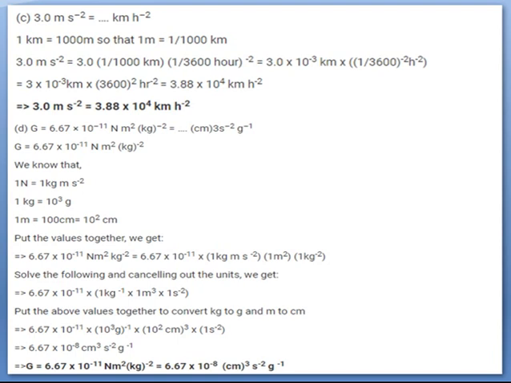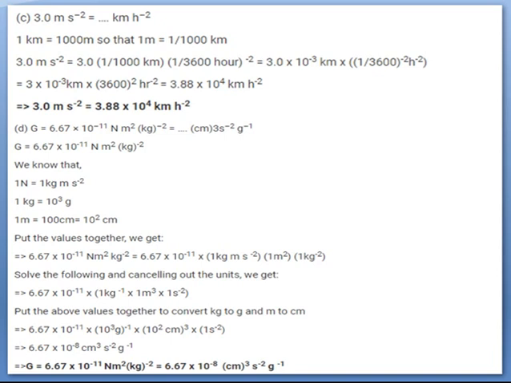Let's see part C, that is 3 meter per second square in kilometer per hour. So you can easily simplify it. Why? Because you all are familiar that 1 kilometer is equal to 1000 meter. So 1 meter will be 1 upon 1000 kilometer. Similarly 3 meter per second square will be 3 into 1 upon 1000 kilometer into 1 upon 3600 hours, and after simplifying we'll get 3.88 into 10 raised to the power of 4 kilometer per hour.